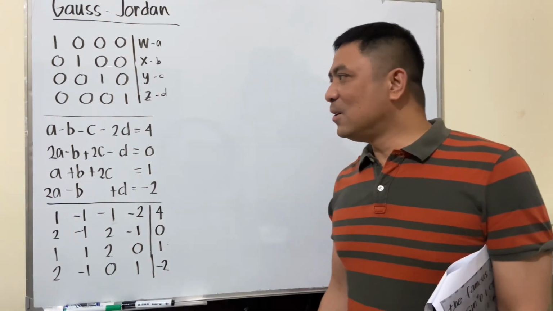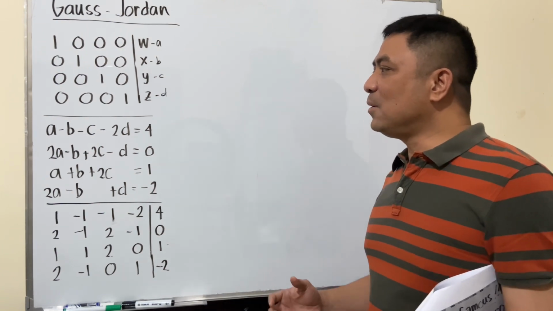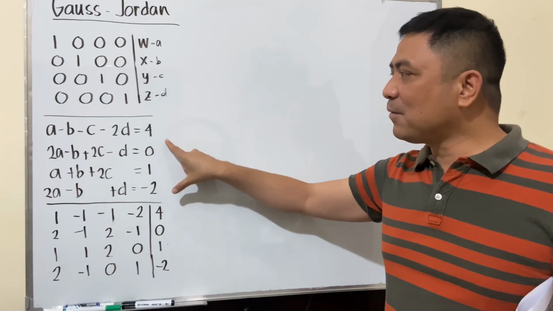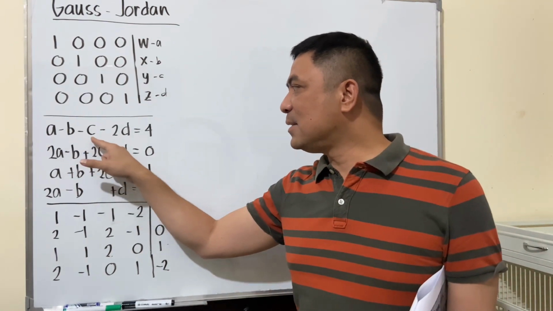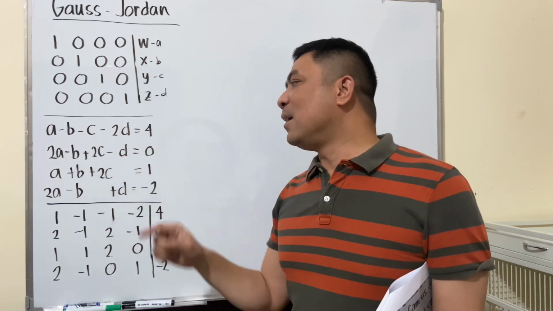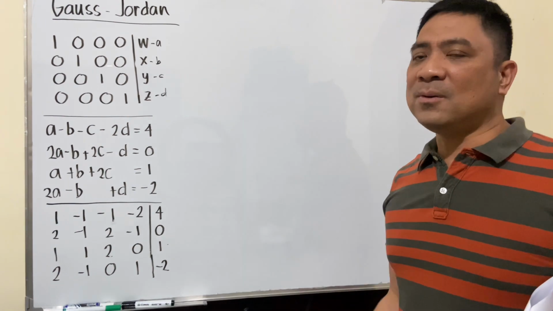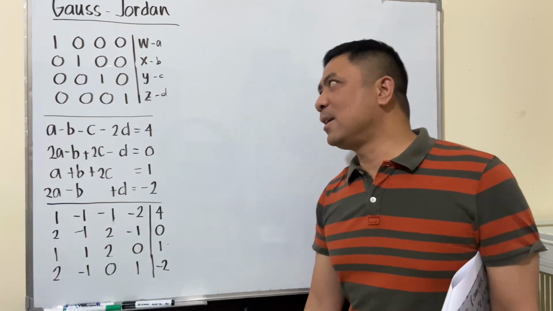Okay? So without further ado, let's go directly to our problem. We were given this set of equations. All you have to do is find the value of A, B, C, and D. Obviously, you have 4 equations and 4 unknowns. One of the useful methods to use is the Gauss-Jordan method.